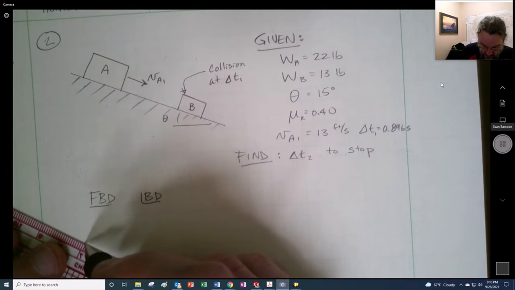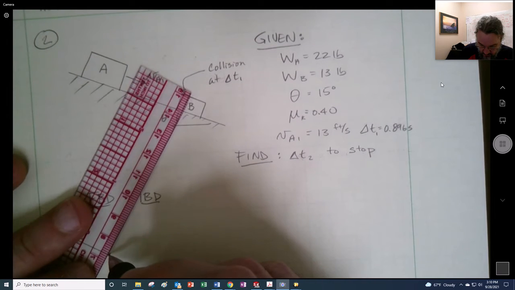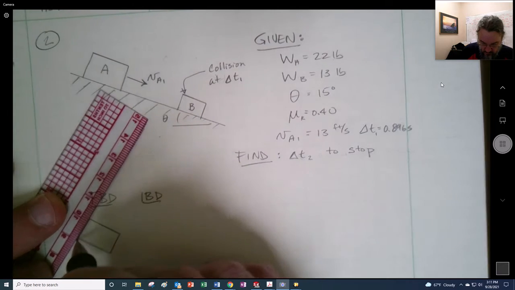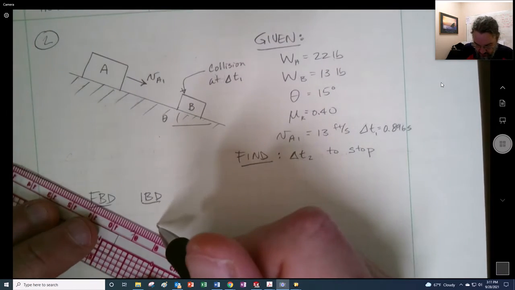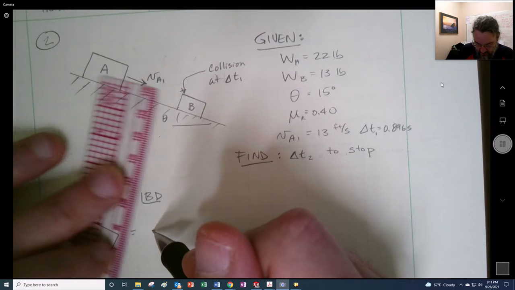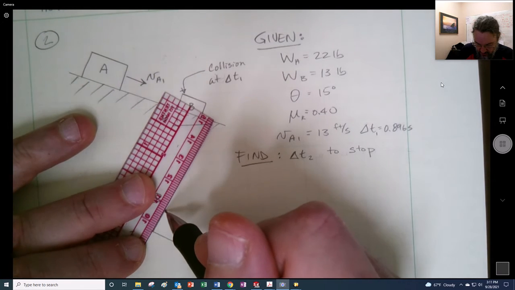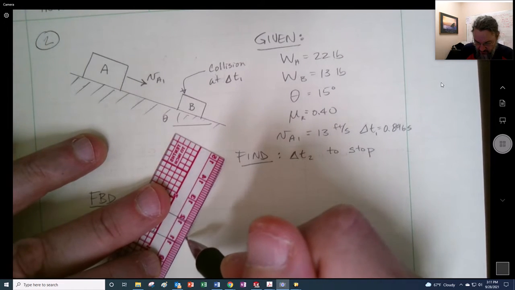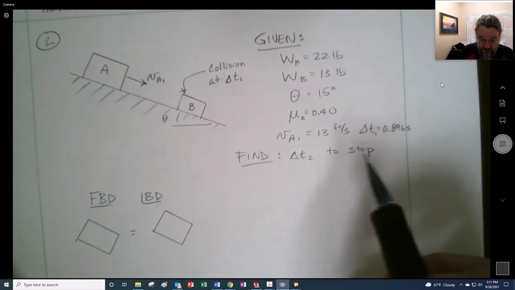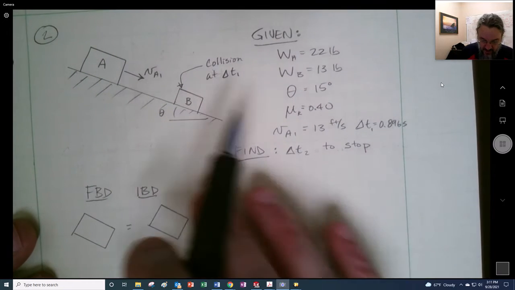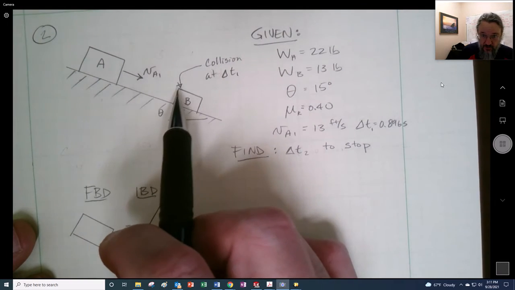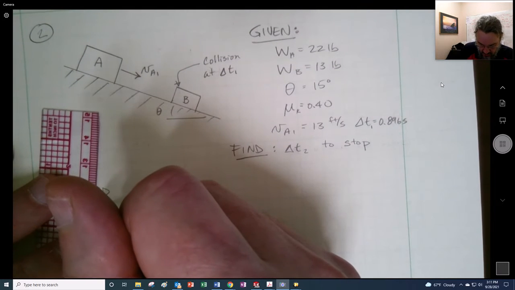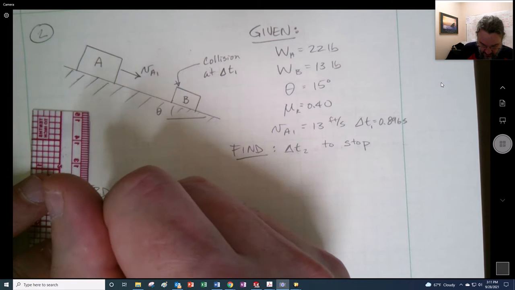All right, so we'll write out our FBD for the first box. And like I said, I wrote in the problem statement that we could actually solve this problem if we were to find the acceleration. Then we could figure out at a certain time what its velocity is going to be just before it hits. So that's our main goal, actually, to find that velocity. So we're going to have this weight that's acting down there. So that's going to be WA.